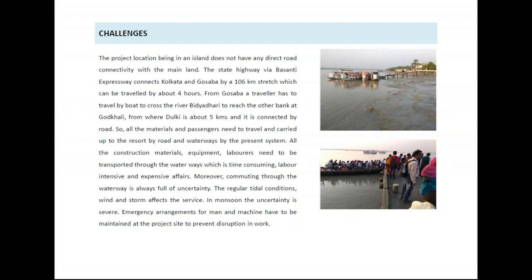and expensive. Moreover, most important is commuting through the waterways, which is always full of uncertainty. The regular tidal conditions, wind, and storm effects. In monsoon, the uncertainty is more severe. Emergency arrangements for man and machine have to be maintained at the project site to prevent disruption in work.